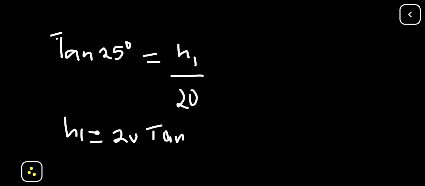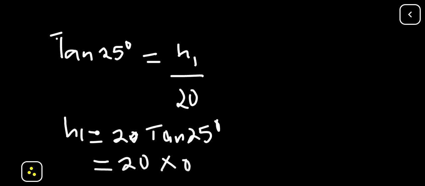My battery is having issues. Okay, so when you cross multiply, you have 20 times tan 25 degrees. What is tan 25 degrees? Tan 25 degrees should be 0.4663. I just hope that is correct, but you understand the whole idea in case it is wrong. But this is 9.3 meters.